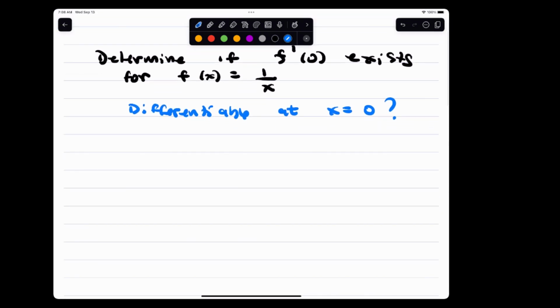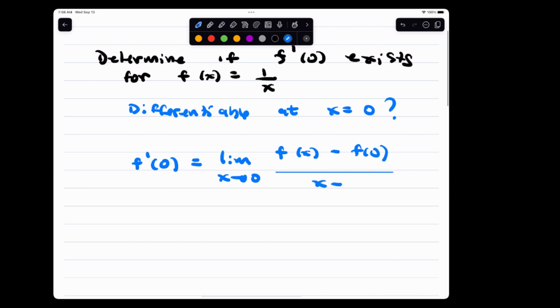All right, so you say, how do I do that? Well, you're going to use your definition, right? So we can say, what's f prime of 0 equal to? Well, that's the limit as x goes to 0 of f of x minus f of 0 over x minus 0. And you go, wait a minute, Mr. Judge, I seem to have a problem already. You might say, isn't f of 0 undefined? And I'll say yes.